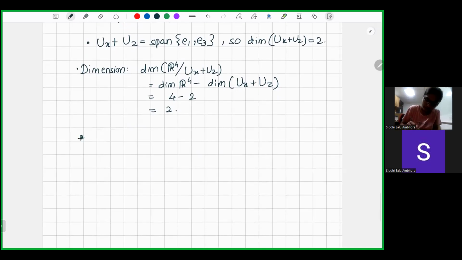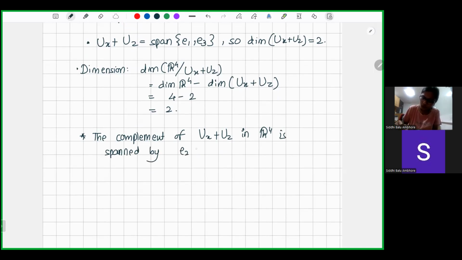Oh, and note that the complement of Ux plus Uz in R4 is spanned by e2 and e4. Okay, so what we are doing here is, so understand that the complement of a subspace in a vector space is a different thing. It's not just a set complement. It is a complement as a vector space.